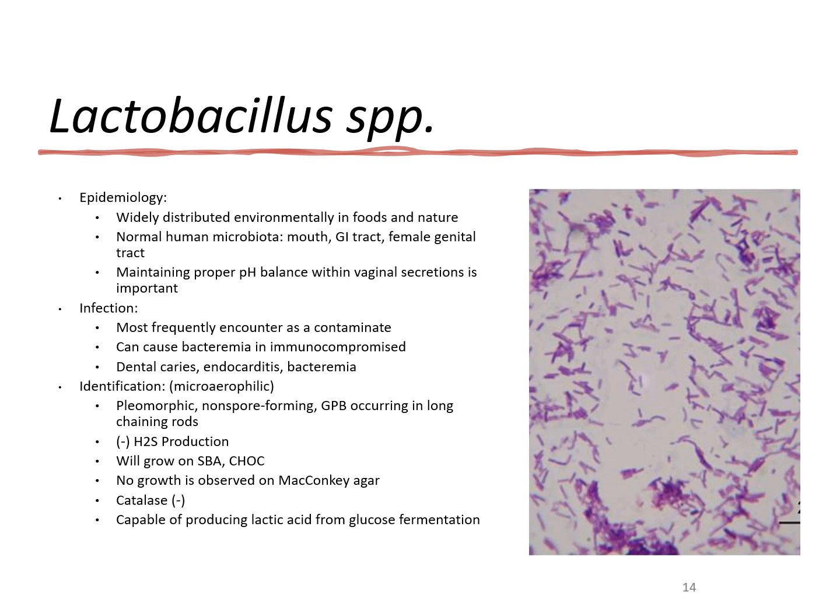Lactobacillus is widely distributed environmentally in foods and nature, and this organism is the normal human flora as well. It's typically found in the mouth, GI tract, and the female genital tract. It is very important to maintain the proper pH within vaginal secretions to make sure that you have more of this organism and not something that can cause bacterial vaginosis, like Gardnerella.